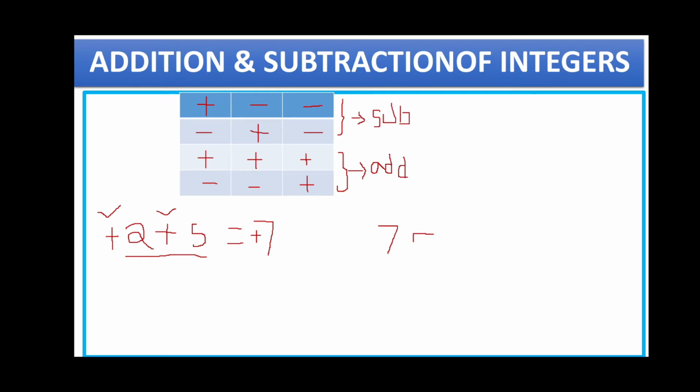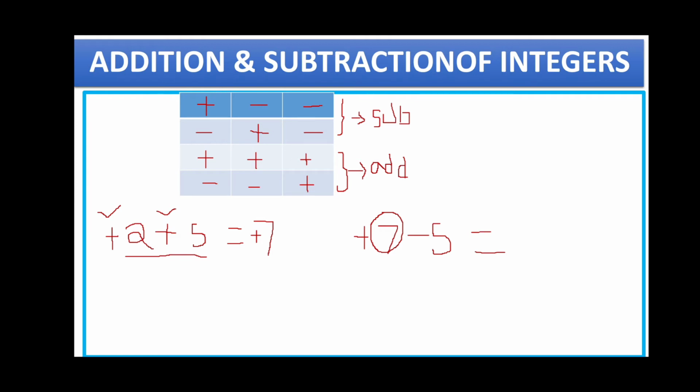Let us see one more example. Here I am taking 7. If you observe, the 7 does not have any sign before the number. That means it contains plus. 7 minus 5 gives how much? If you observe, one integer is positive and the other integer contains a negative symbol. That means both signs are different. Now what do we have to do if both signs are different? Yes, we have to do subtraction.